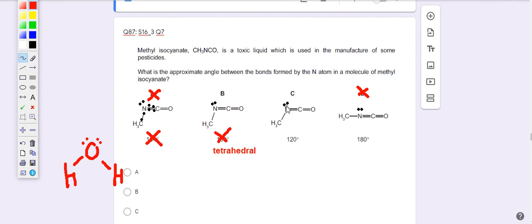Why? Imagine if this lone pair is just like another bond, then it will be like a trigonal planar. Although there's no bond here, the closest shape, if there's a bond here, will be the trigonal planar. That is why the closest bond angle is 120. So the answer is C.